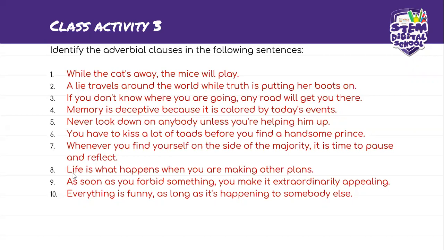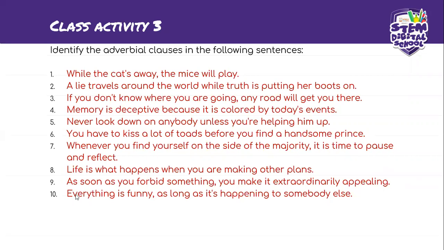Number 8, life is what happens when you are making other plans. What is the answer there? Let us be quick now. We are running out of time. So number 8, what is the answer, Lesedi? So the answer is when you are making other plans. Thank you so much. That is correct.